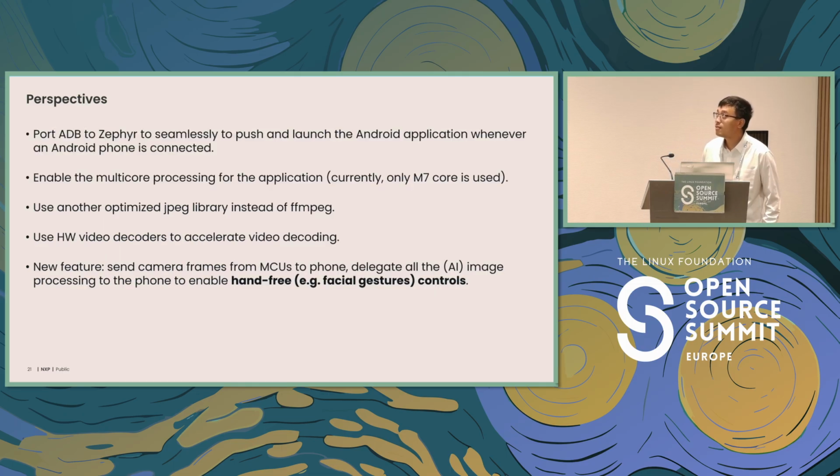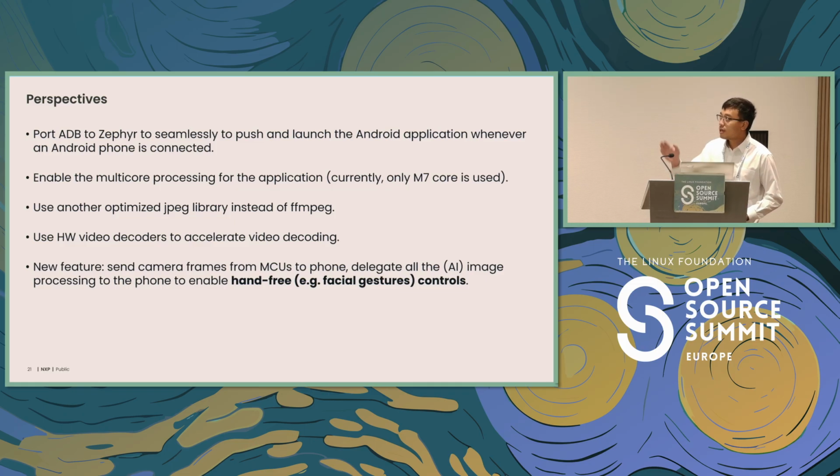So our perspective for our demos: our next step is to port the ADB to Zephyr, which allows us to push the code directly from the Zephyr board to the Android phone without using the PC. Second, we would like to use multi-core processing for the application. For now, only the M7 core is used. And third, we intend to use a more optimized JPEG library instead of using ffmpeg. This will enhance the performance a little.